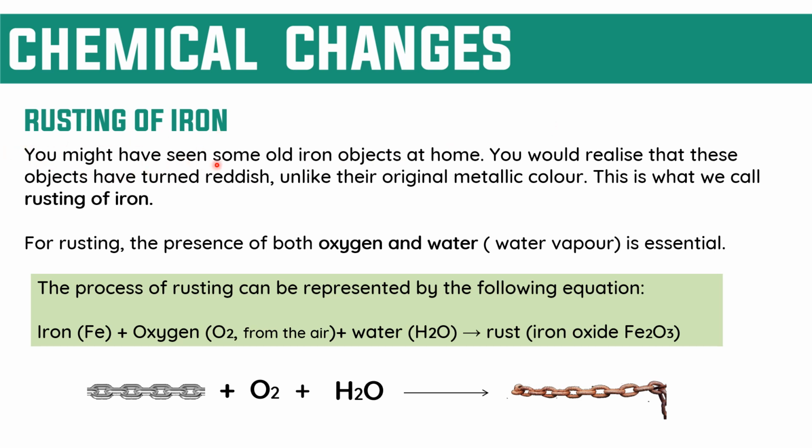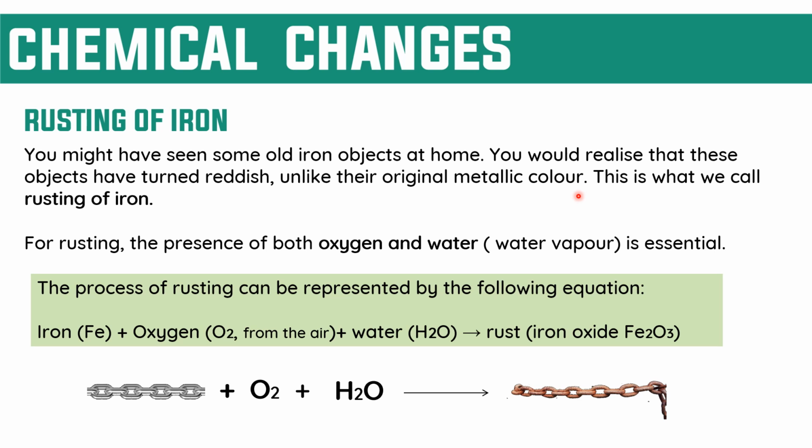You might have seen some old iron objects at home, like some iron tools, iron nails, iron gate. You would realize that these objects have turned reddish, unlike their original metallic color. So just think about a fresh nail. What is the color of the fresh nail? That is a silvery appearance.